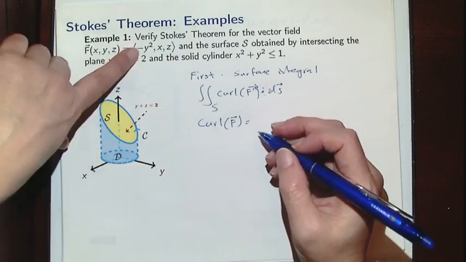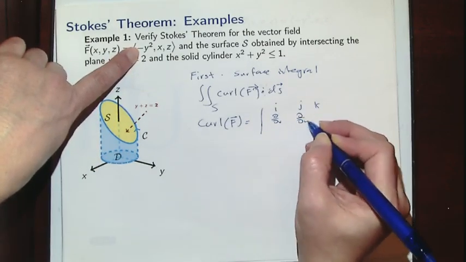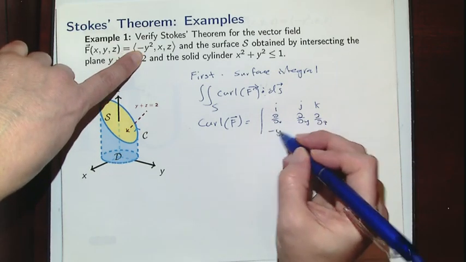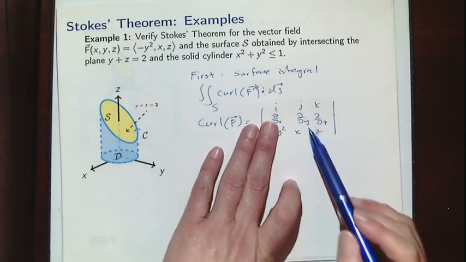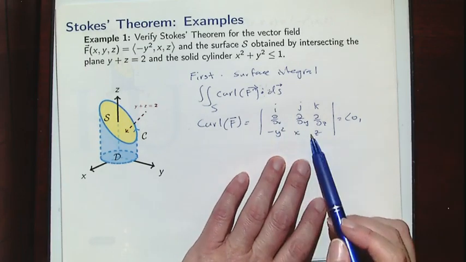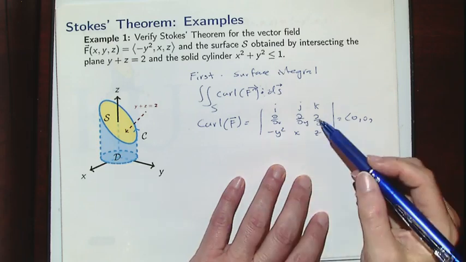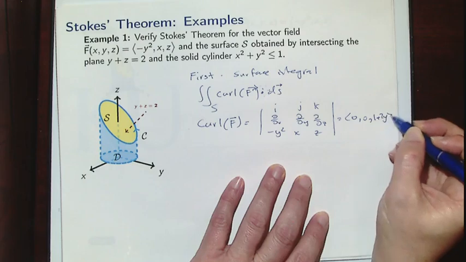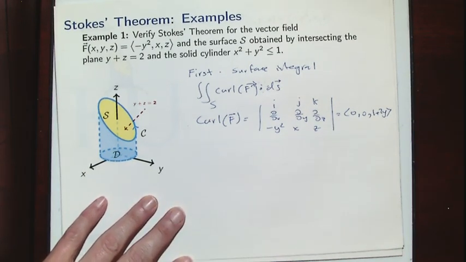What is curl of f? i, j, k. It's a cross product, right? So when I'm computing it, what do I get? 0, then what? Are we sure? 0. And then what do I get at the last? 1 plus 2y.